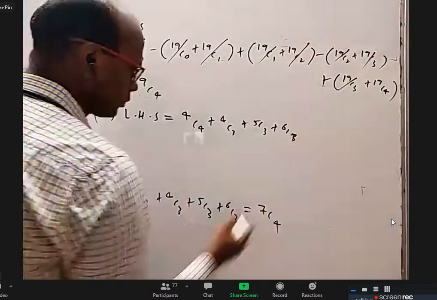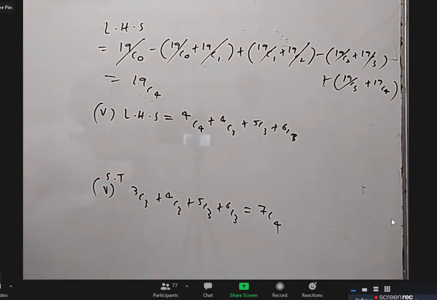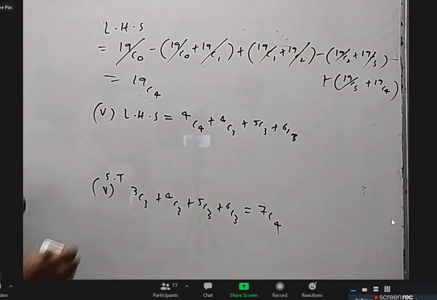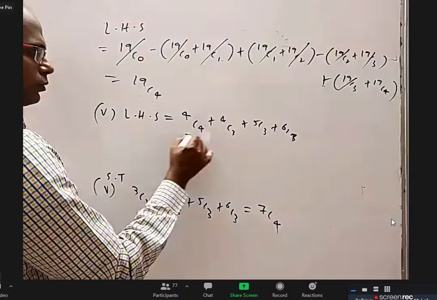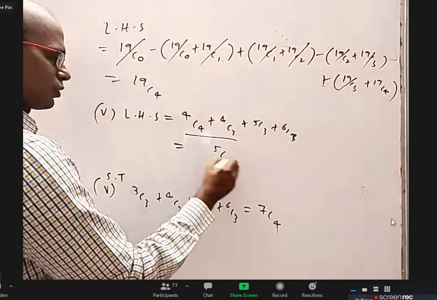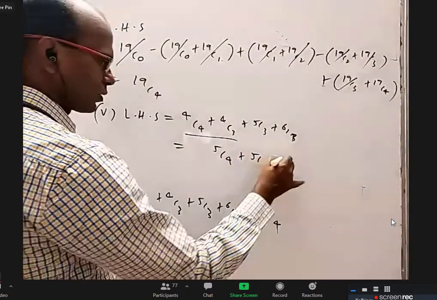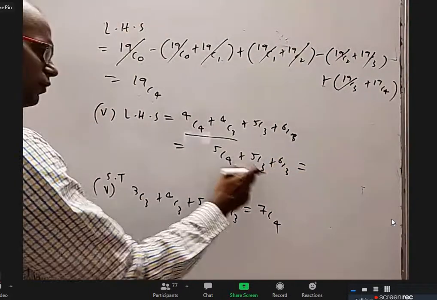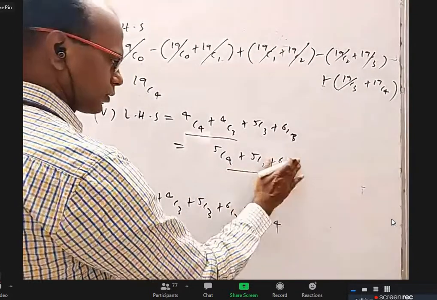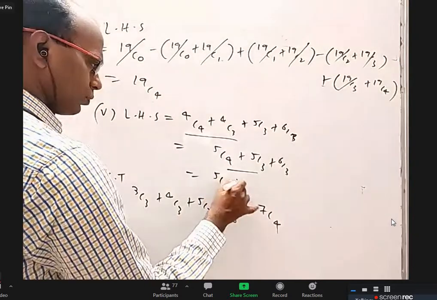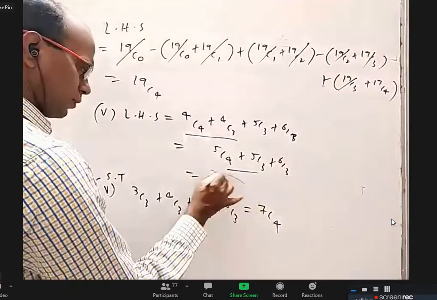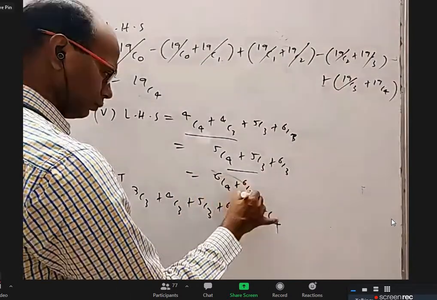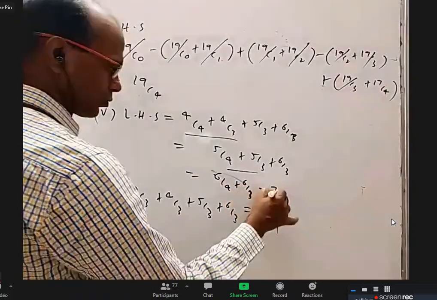Okay, now how to do? Then it is 5C4, sir. 4C3 plus 4C4 is 5C4. 5C4 plus 5C3 is equal to 6C4. And 5C3 plus 5C4 is 6C4 plus 6C3. And 6C3 plus 6C4 is 7C4.